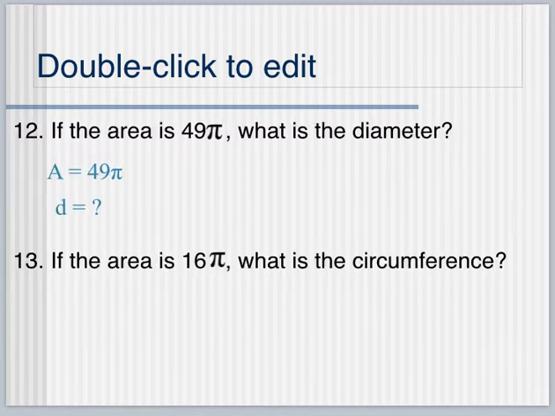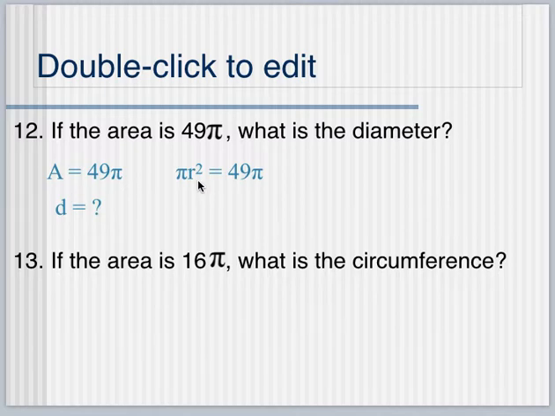We'll walk through 12 together, and then you'll try 13 on your own. So for number 12, they're telling you the area, and the question is, what is the diameter? Since they're telling you the area, you're going to start with your area formula. You could say, well, area is really pi r squared. So when I say that a equals 49 pi, that really means pi r squared equals 49 pi.